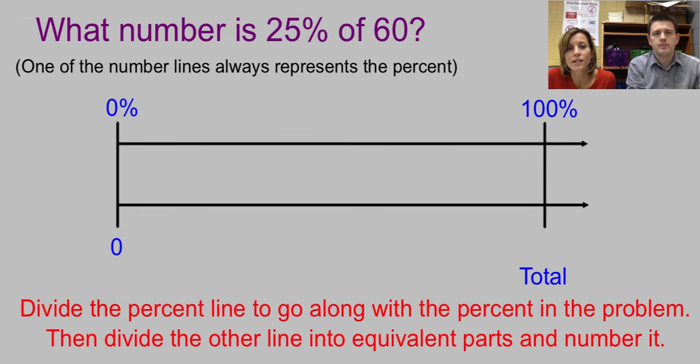All right, our first example should say, what number is 25% of 60? So get that down, set up your 0 to 100% and your 0 to total, and we're going to start walking through this example. All right, our percent is 25%, so we need to figure out how many times does 25 go into 100, or how many quarters are in a dollar is what I always say. So there's four quarters in a dollar, so we need to divide our number line into four.